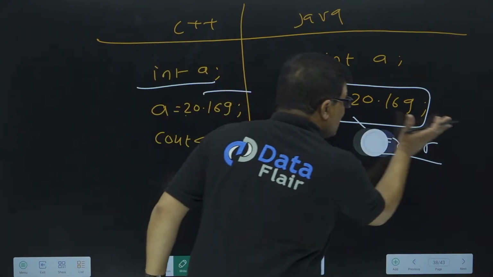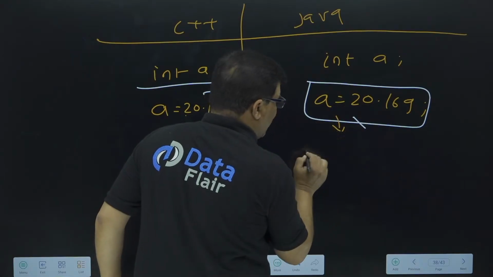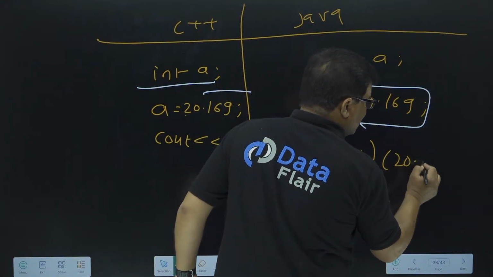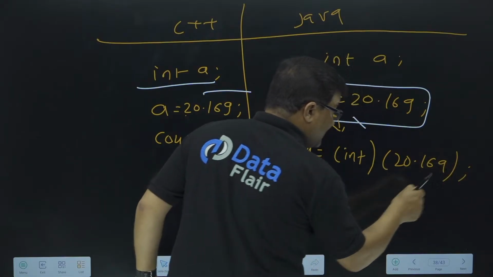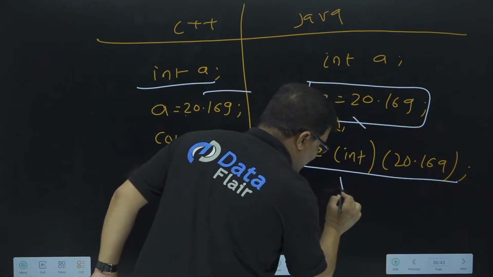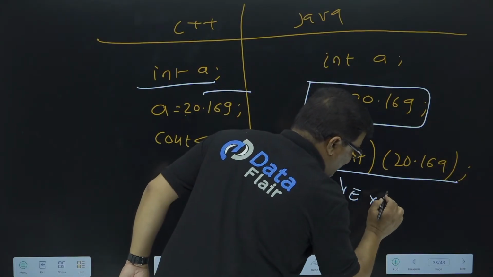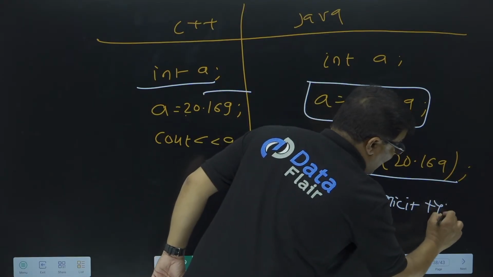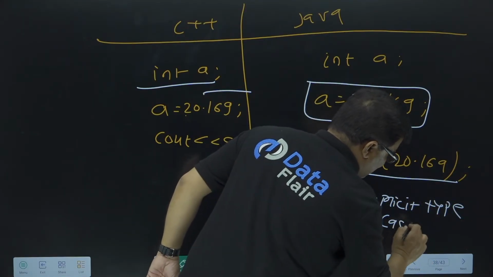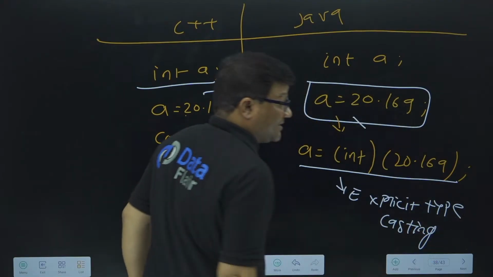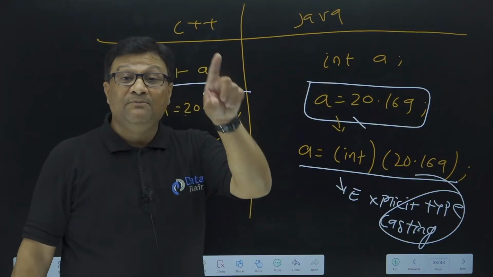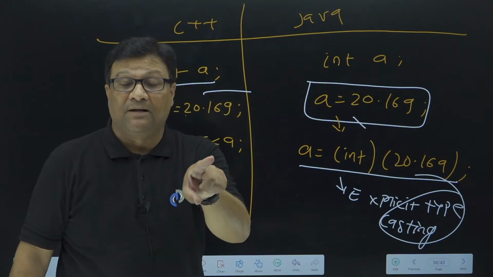So in Java, to convert this, we have to write a equals to int 20.169. This concept is called explicit type conversion. This is called explicit typecasting. Sorry, not conversion, this is called explicit typecasting. So the typecasting word is always used for explicit purposes.